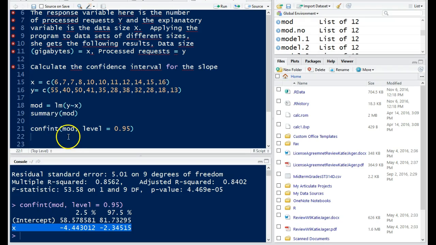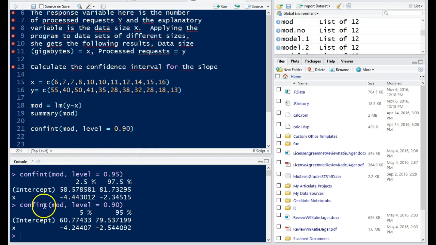So this confint command is really helpful. Once you take the linear model, you can simply just use this. You can also change the confidence level to something else if you want to. So if you want a 90% confidence interval, you could calculate that. 99, you can just simply change the level. So this is an easy way to calculate the confidence interval for your slope.